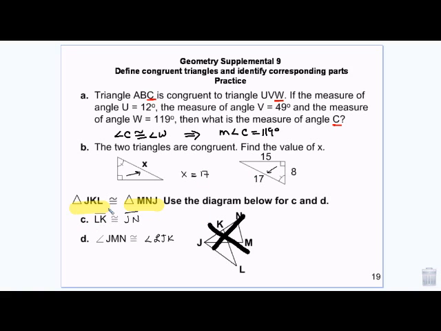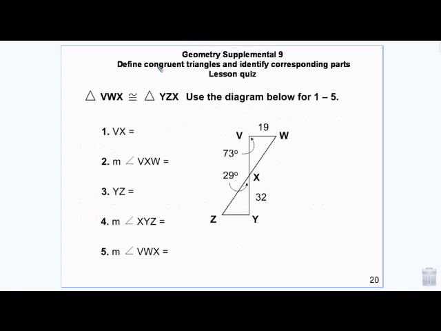And for C, LK, LK, JN, go in the same order. Same thing, angle JMN, so I went JMN, so I came over here and I went LJK. Please excuse my neurotic cat.